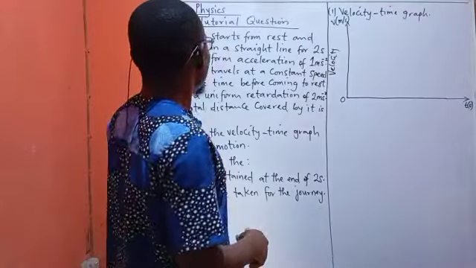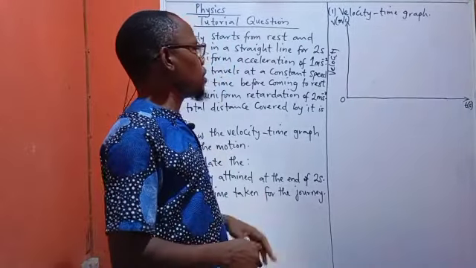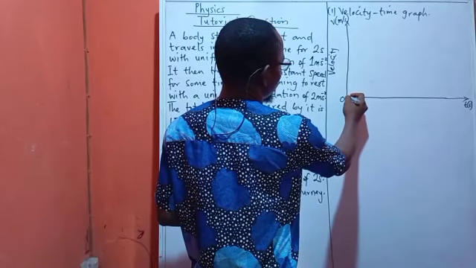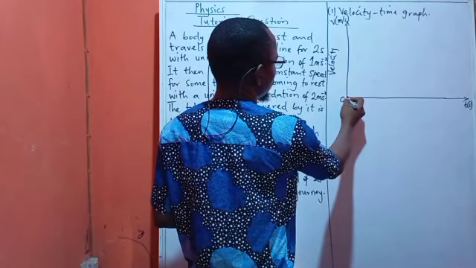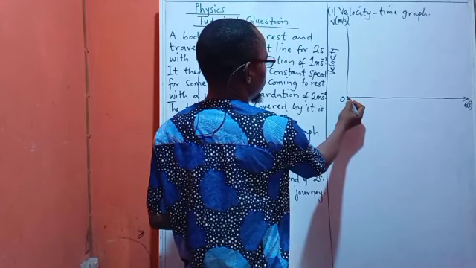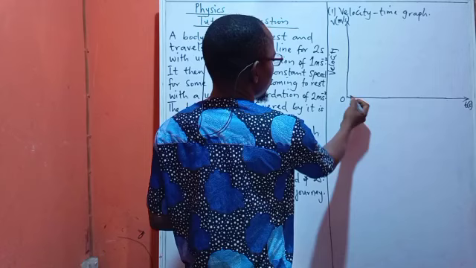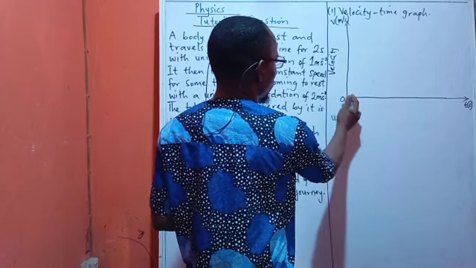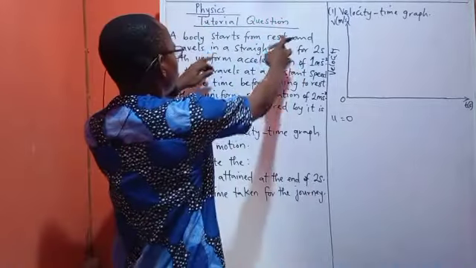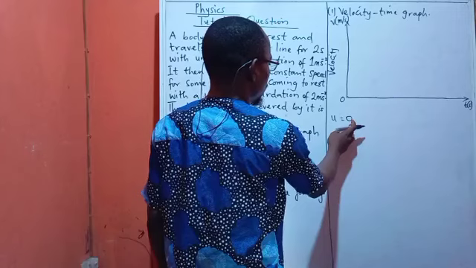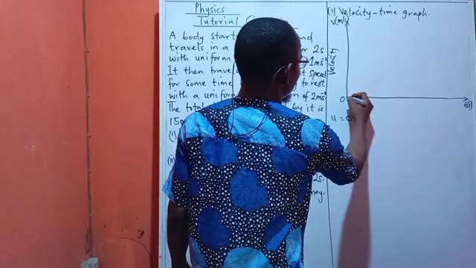Okay, so a body starts from rest. Now when they say a body starts from rest, which means the initial velocity is 0. So it means the body starts from this origin here, which is 0, and our initial velocity, as we all know, is u. So at this point, for this first statement, we start from rest, initial velocity is 0. Okay, so we draw it.